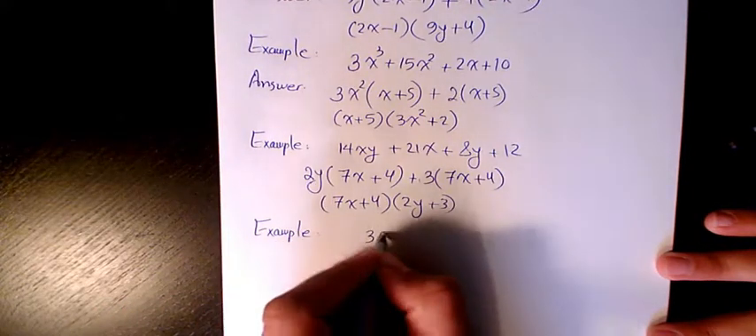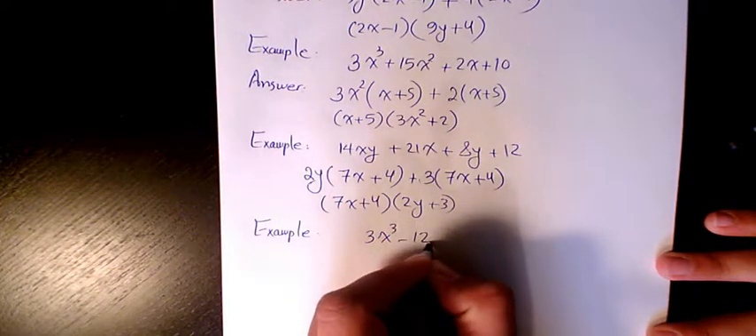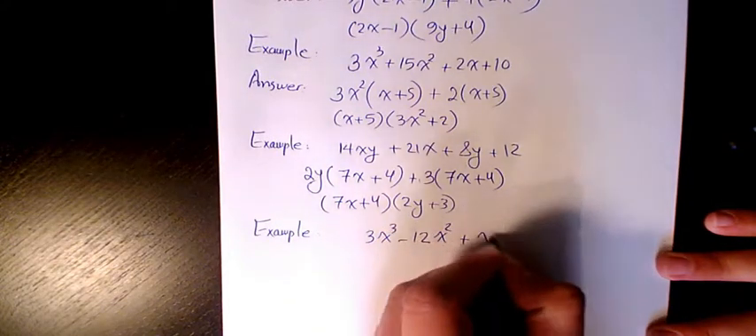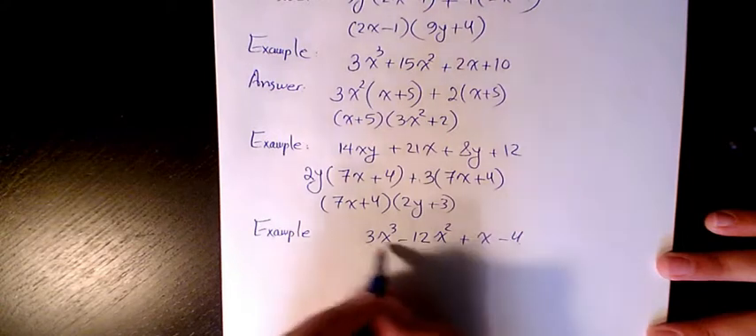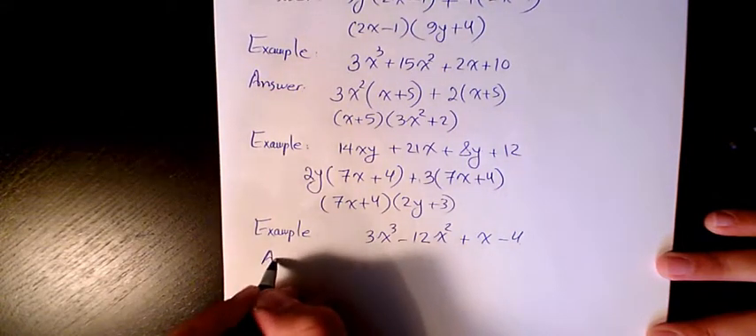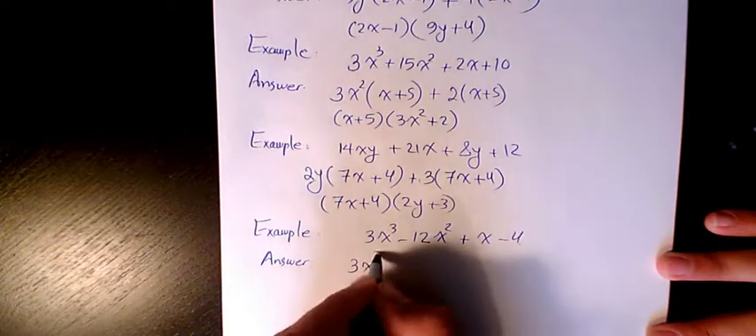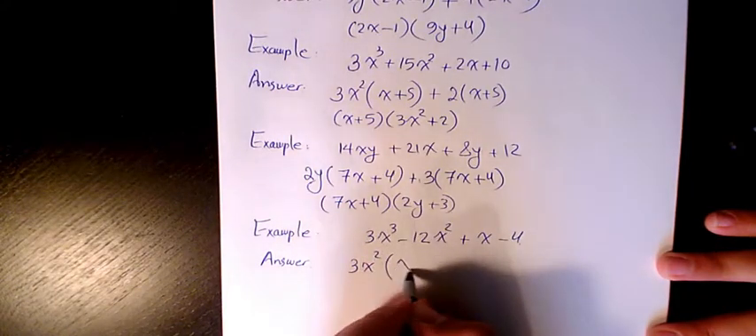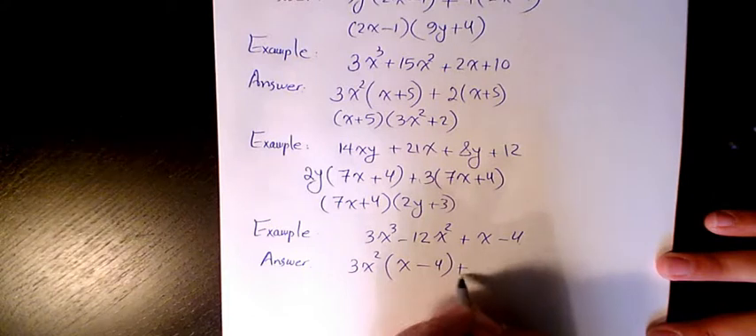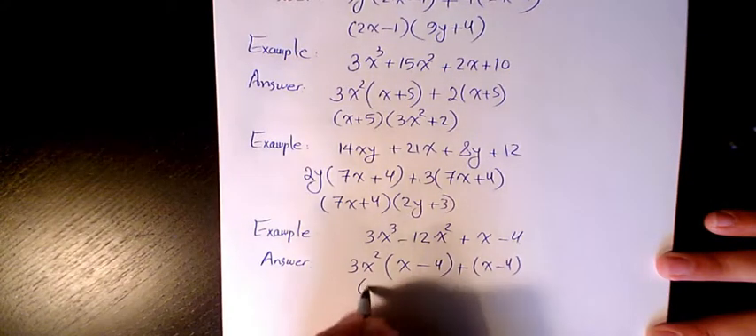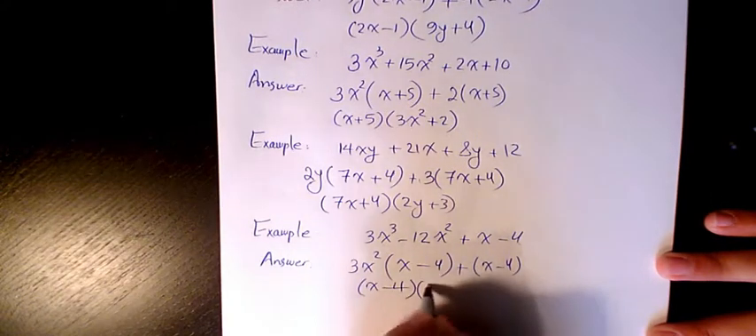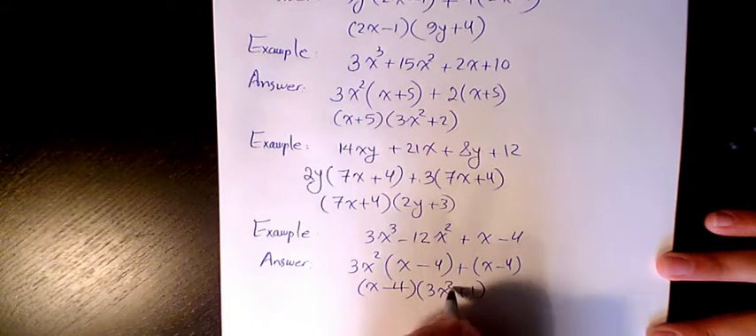We have 3x cubed minus 12x squared plus x minus 4. We can factor by grouping. The answer is 3x squared for the first one; 3x cubed divided by 3x squared is going to be x minus 4. Here we have x minus 4. We factor x minus 4. It's going to be 3x squared plus 1.